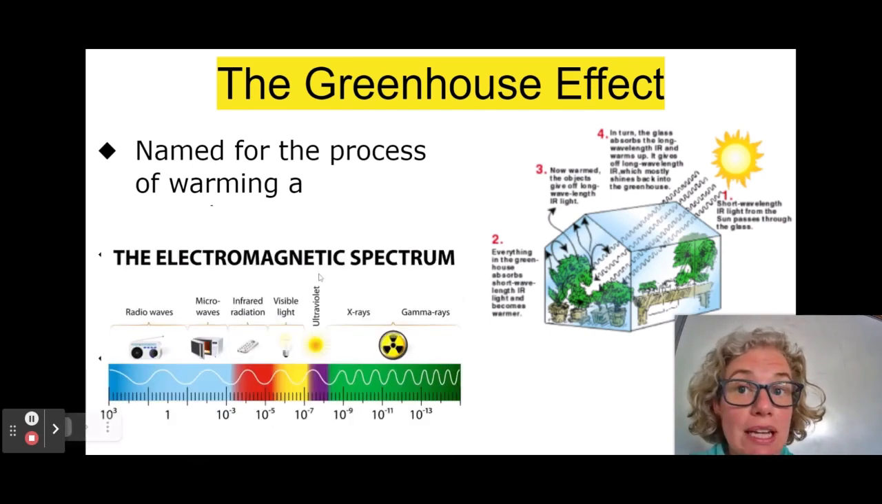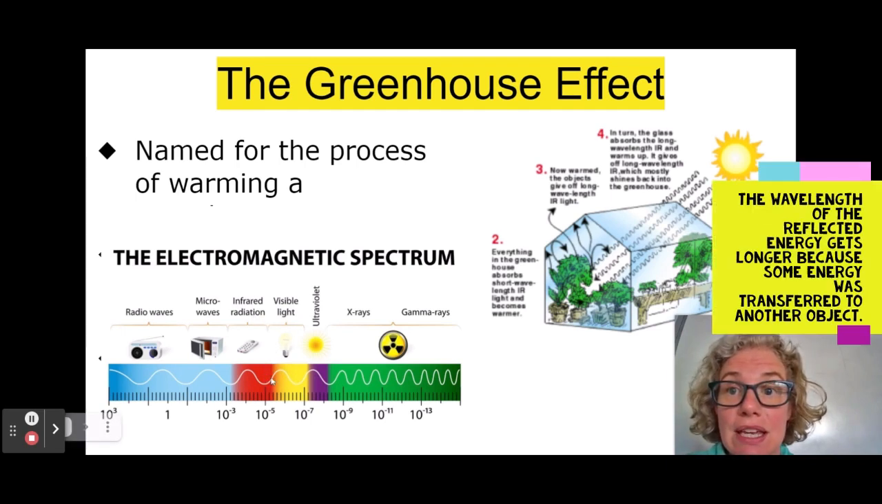Here's an image showing the electromagnetic spectrum. All of these different types of wavelengths of energy come from the sun. For the greenhouse effect, we're focusing right here on visible light and infrared radiation. You can see that in general, visible light has a shorter wavelength. The distance between the crests is smaller.